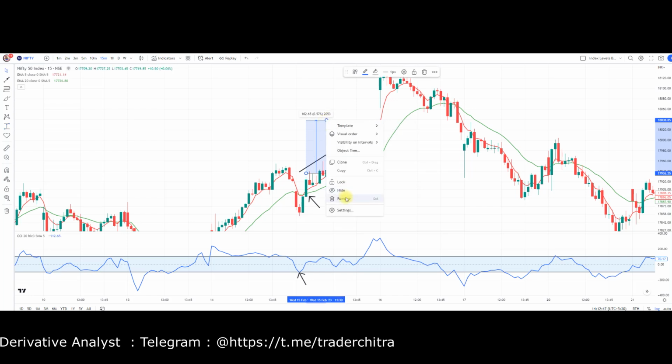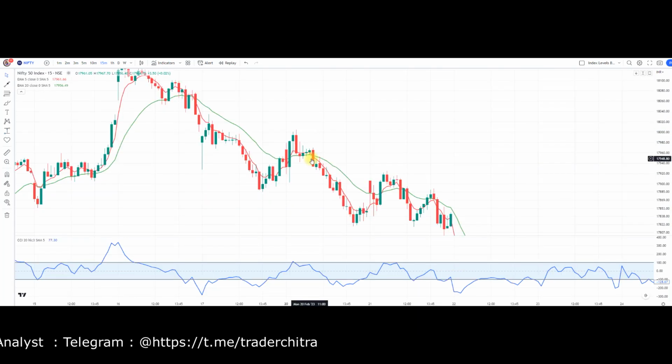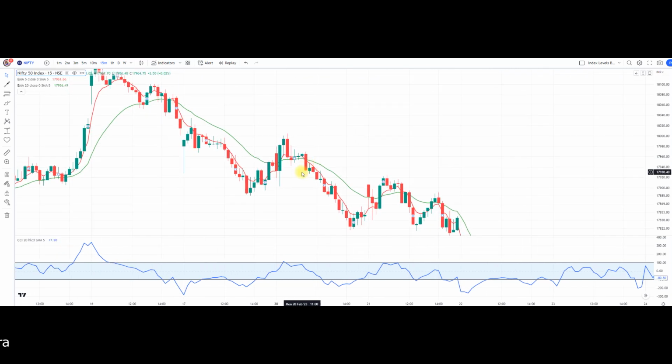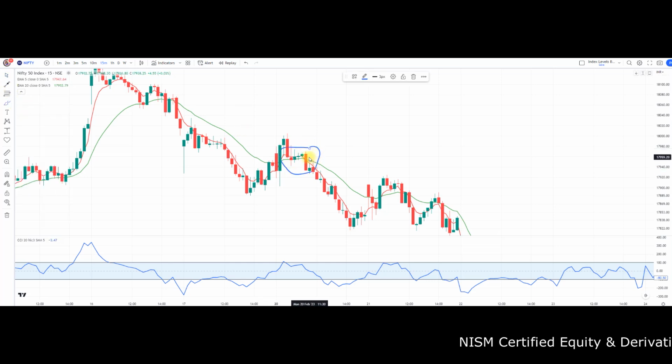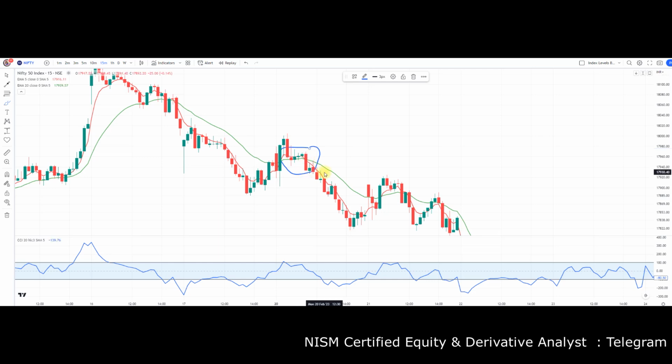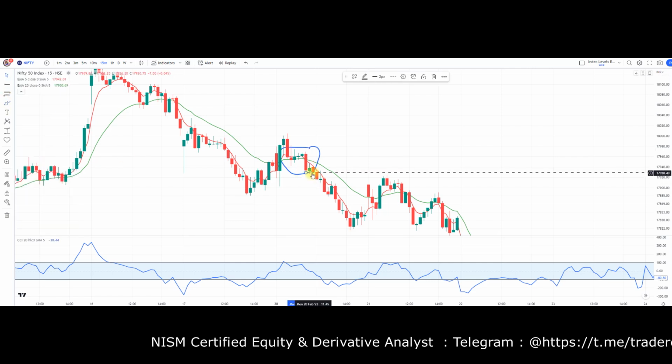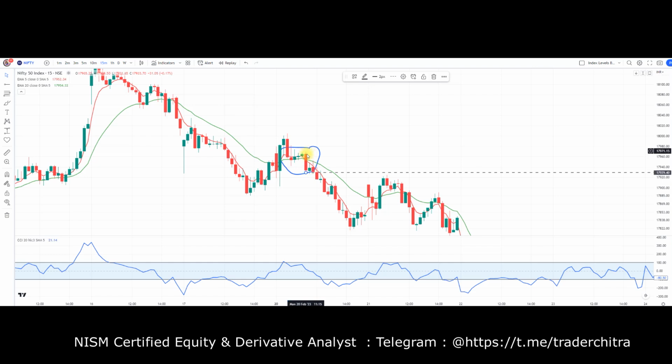Now we can see how we can enter into the short trade with the moving averages crossover along with the CCI. Here we can see this is the bearish crossover. Here we got the bearish crossover, and this red candle is an engulfing candle. Also in this red candle we got the bearish crossover. So one can enter into the short trade below this red candle, and the stop loss is the high of this red candle.